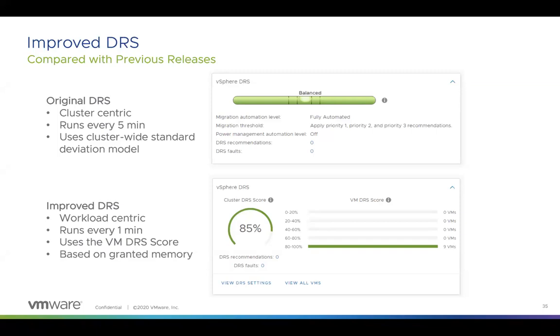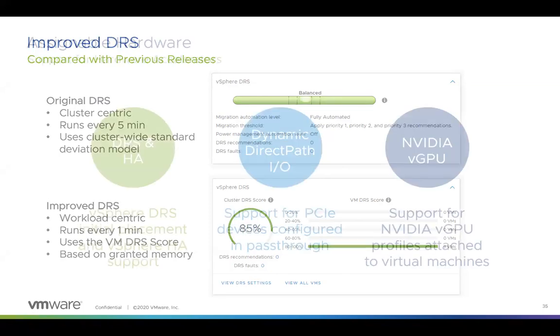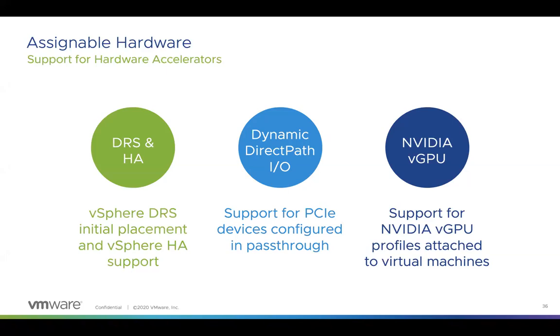So we shifted this deviation model from cluster level to the host level, which really improves the resource balancing and all of these aspects. Compared to earlier, the way it makes recommendations is much better and really phenomenal. So please try out this new DRS feature, and not just that part.